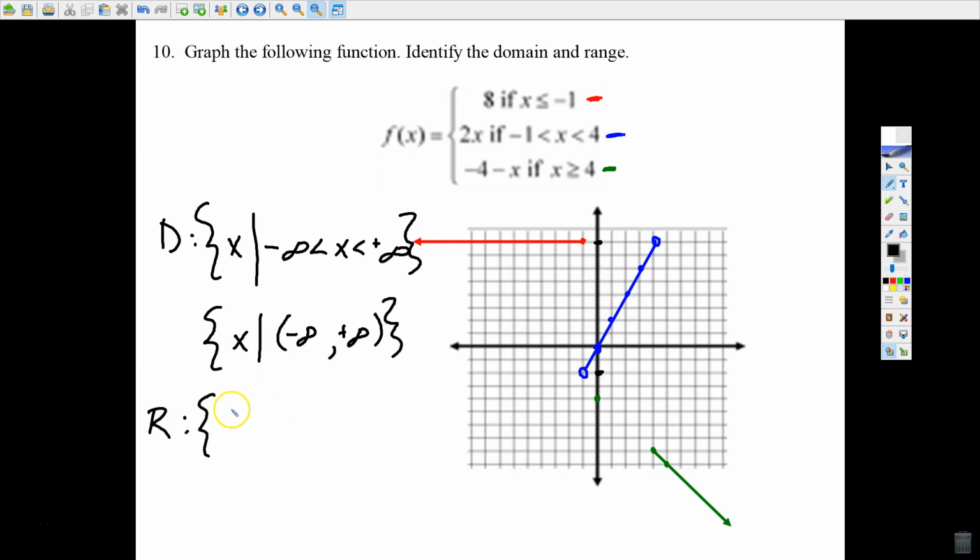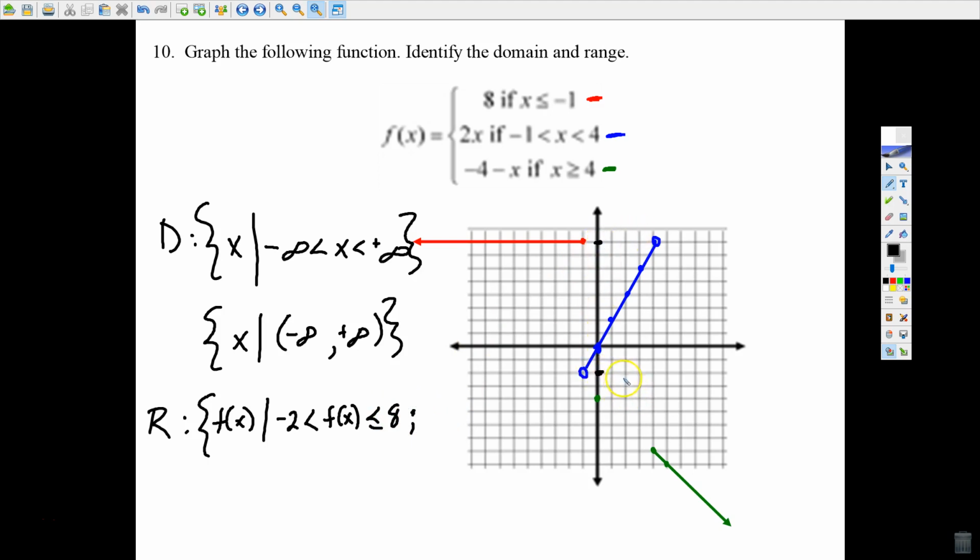So we have f of x such that these are all the numbers between -2, and we're not going to include -2 because it's open. And up here we have 8, and it is going to be included because it's closed. Okay, so that represents part of the range.